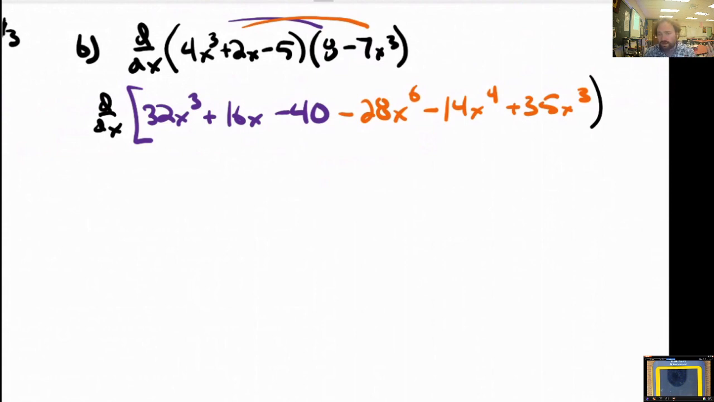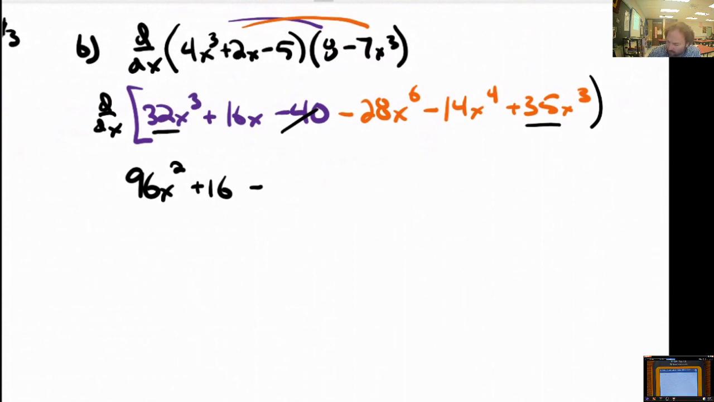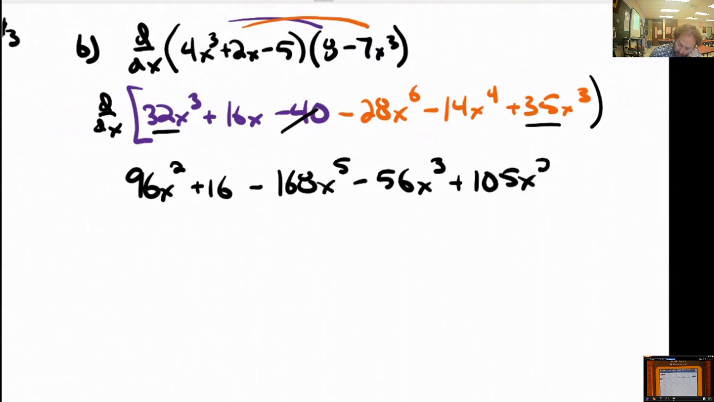Now, it's just a chain of product rules, power rules. I suppose you could combine together, there's 2x to the thirds there. I'll do that later. So 32 times 3 is 96x squared, plus 16. That's 0. This one goes away. Minus 12, and so on. I was hoping to avoid using a calculator, but 28 times 6 is going to escape me. 168x to the fifth, minus 14 times 4 is 40 plus 16, 56x to the third, plus 35 times 3, which is 90 plus 15, 105x squared.